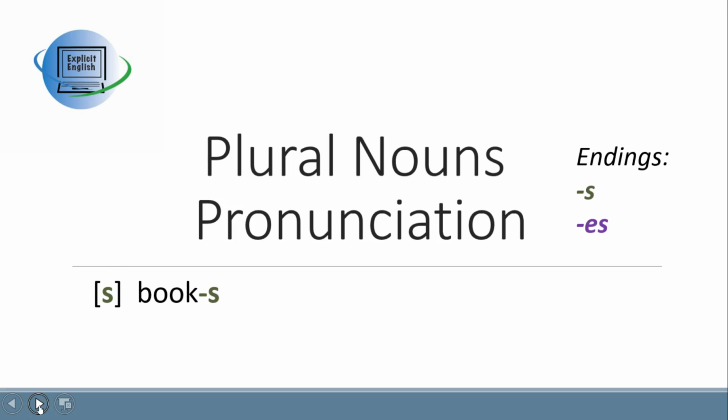So the first case is when we have a word such as book. To make this plural, we just add s, and we have many books. The second case is when we have an example like this one, frog. We will still add s, but the pronunciation of s will change into z, and we'll get frogs.